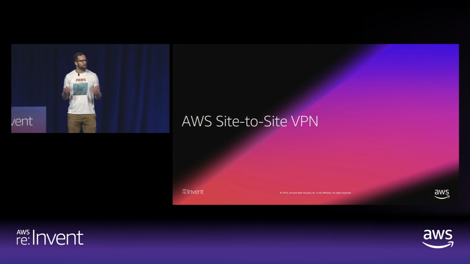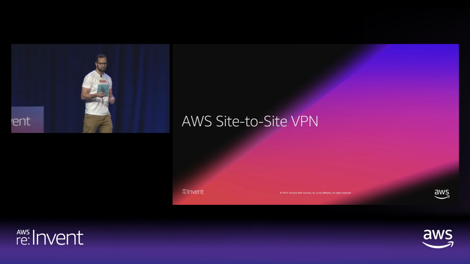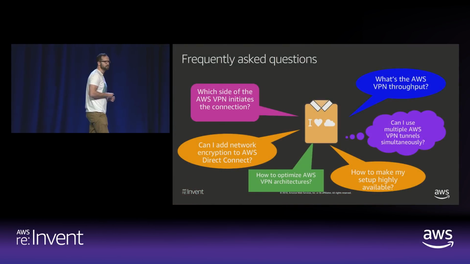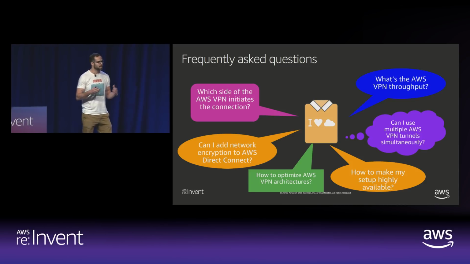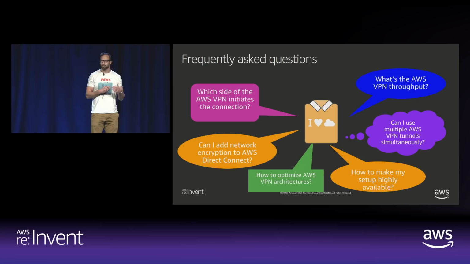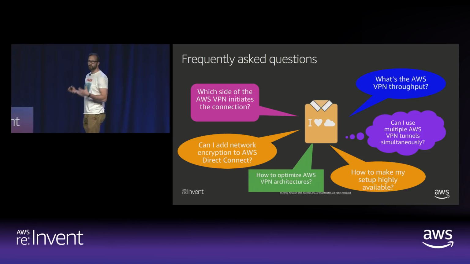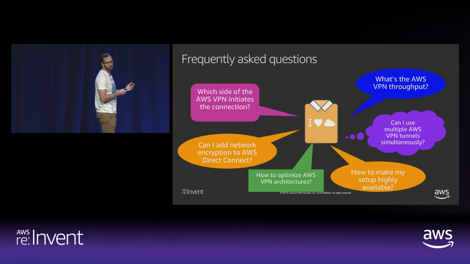All right, so let's start with a site-to-site VPN. Site-to-site VPN has been covered already a few times in the previous reInvents. So I wanted to focus here more on the things that I'm hearing from you, the customers, some of the frequently asked questions. Things like how much throughput I can get over a single VPN tunnel, or how can I combine multiple tunnels to get more bandwidth, or how do I make my setup highly available, or how do I optimize when things get too complex, or even how do I add network layer encryption to Direct Connect, or which side of the VPN connection actually initiates that connection.